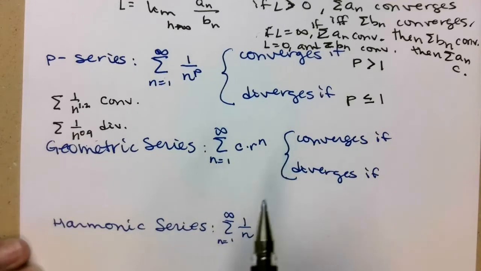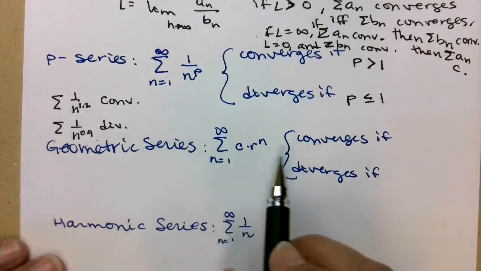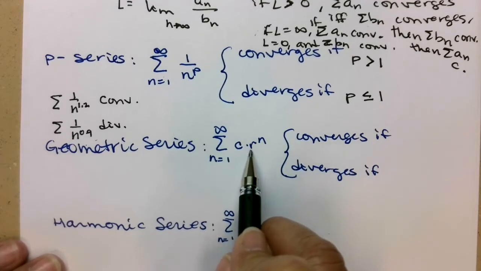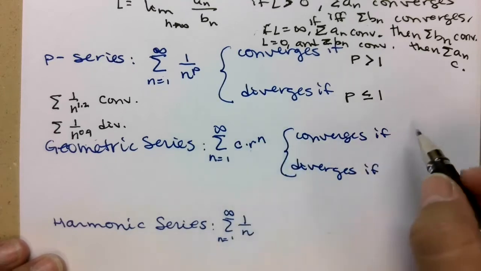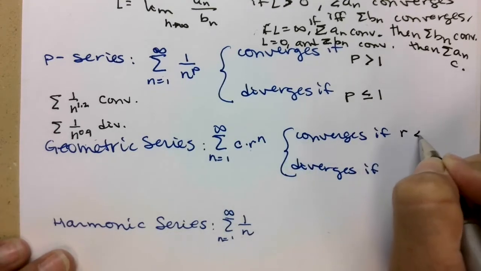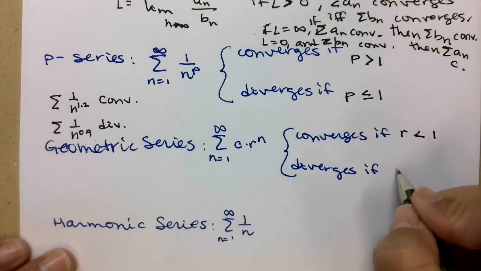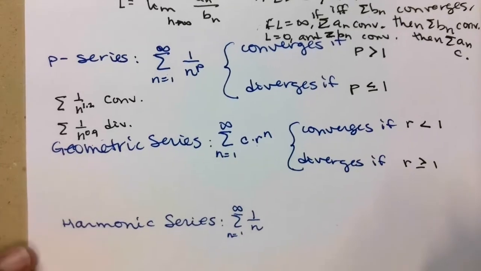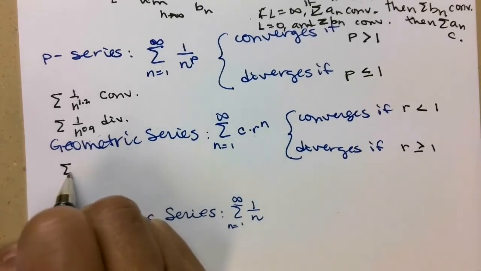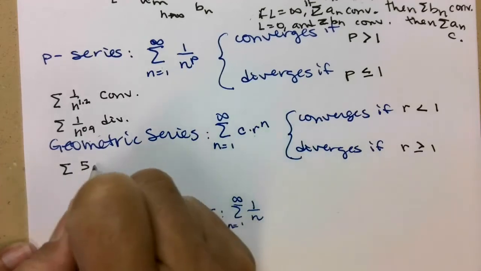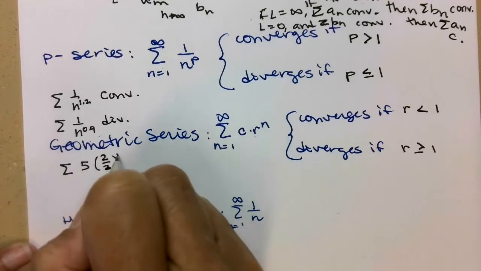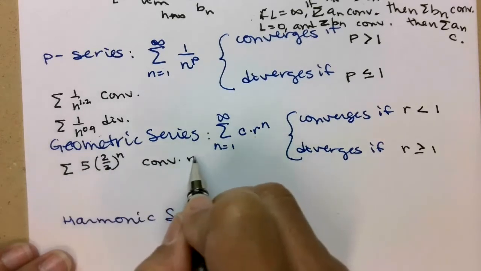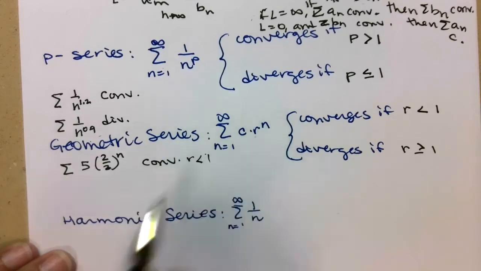Okay. Geometric series. So remember, this is the common ratio. So you can have some constant or maybe not. And then r, right, is that constant ratio, and it has the power, right? And it converges if r is less than 1, and it diverges if r is greater than or equal to 1. Okay, so what would those look like? You can have, right, a 5 maybe, and then if you had 2/3 to the n, this would converge because your r is 2/3, and that's less than 1.